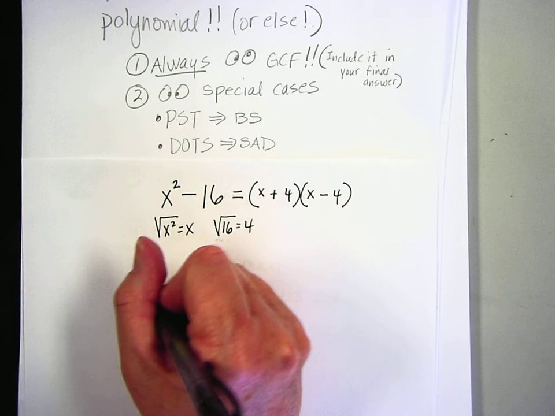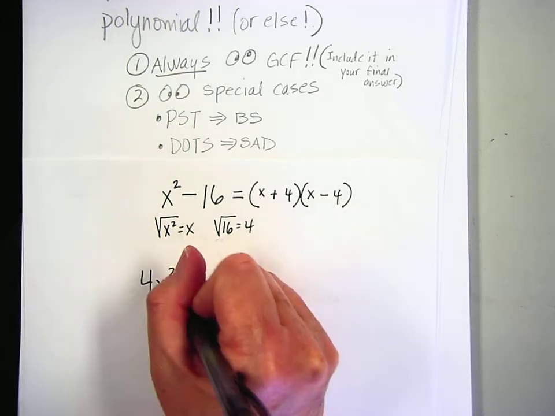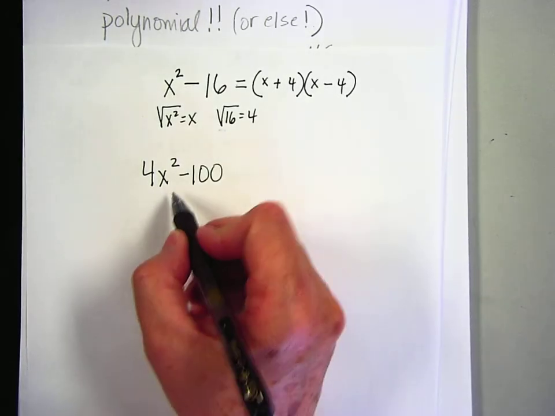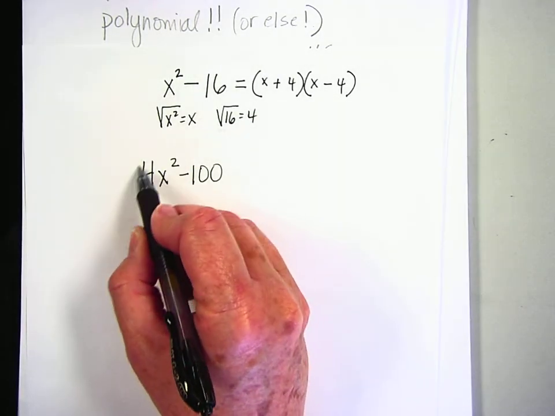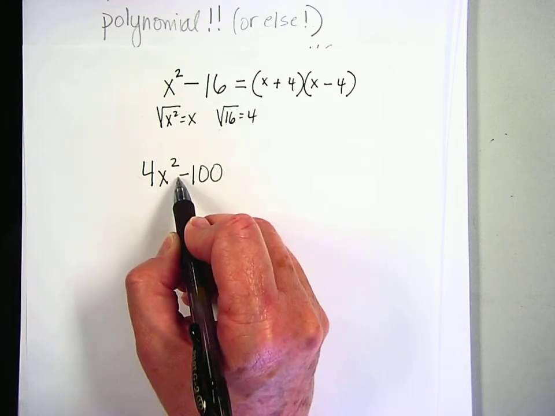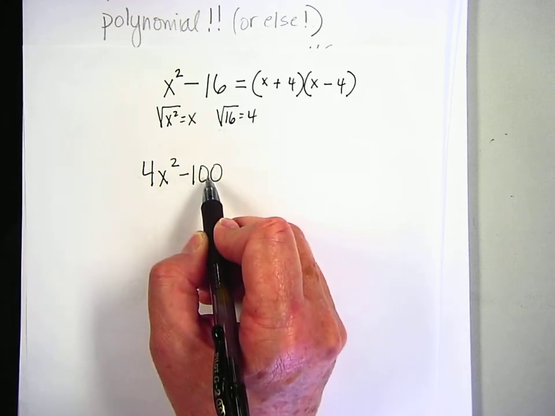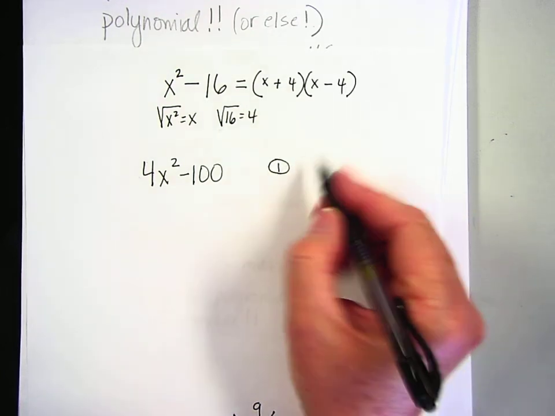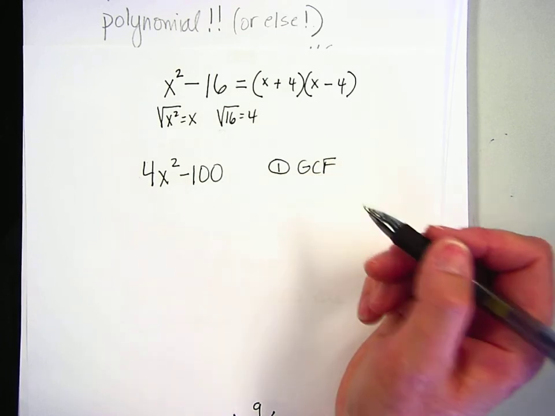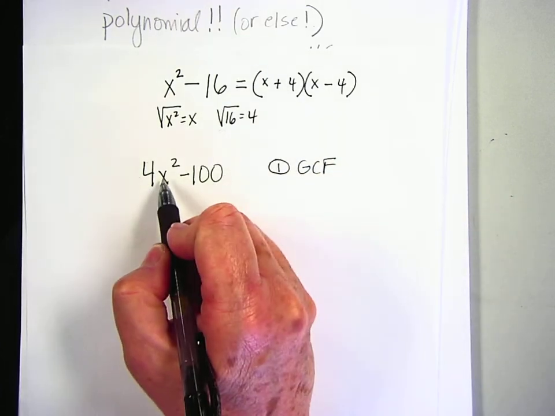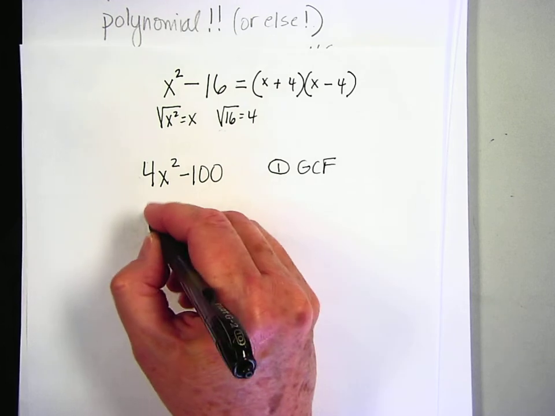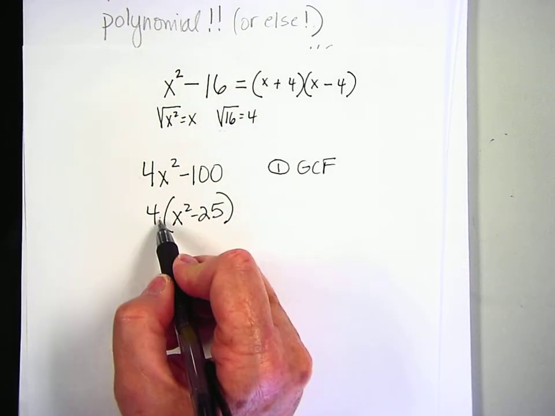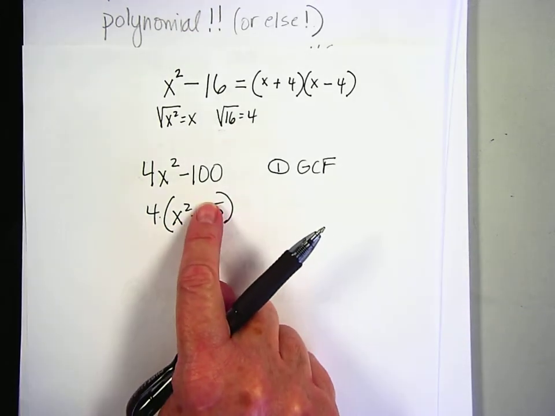Now, what if I have this? What if I have 4x squared minus 100? When I look at that, I notice that that's the difference of two squares. This is a square, this is a square, this is the difference of two squares. But what's step number 1? No matter what, look for a GCF. Well, does this have a GCF? You bet it does. I can pull a 4 out of here and here. There's my GCF, but now look at this.